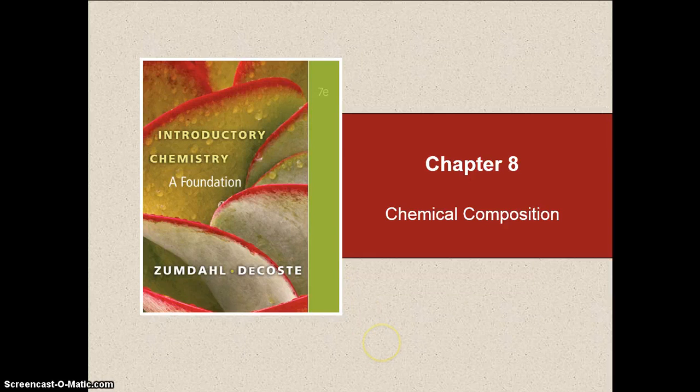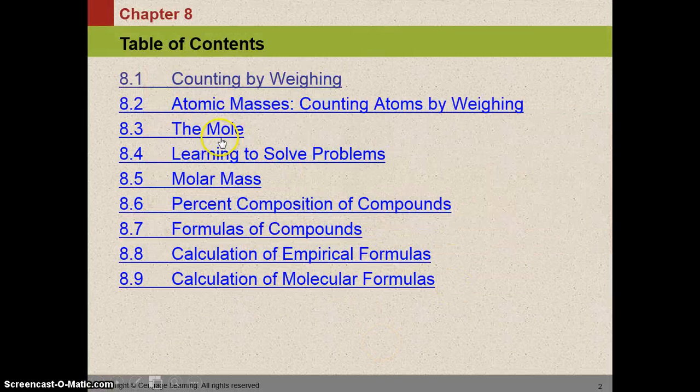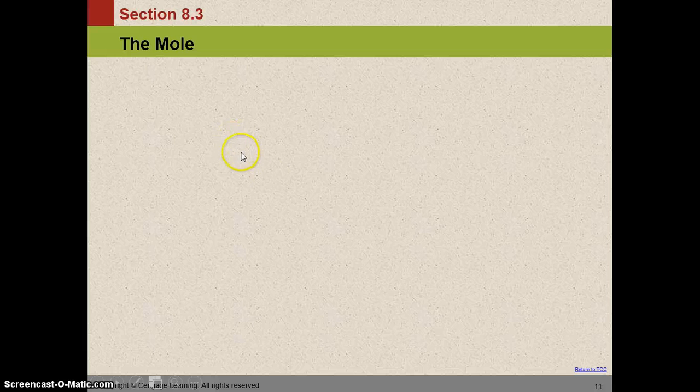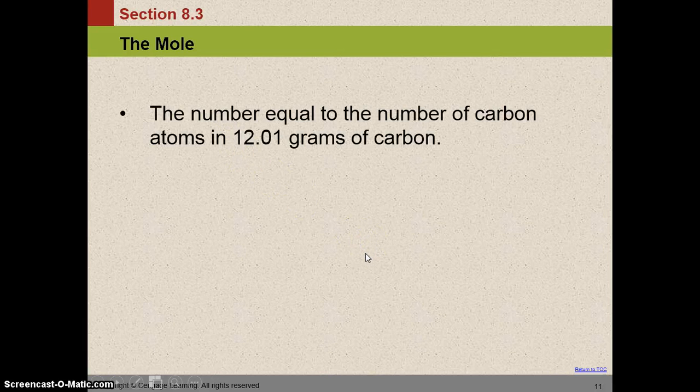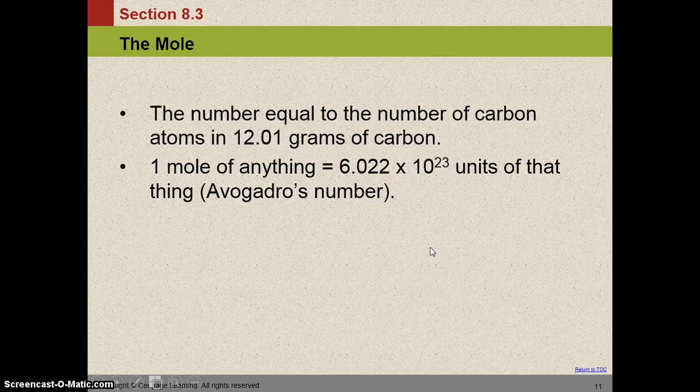In Chapter 3 today, we're going to take a look at Section 8.3, which is the mole concept. So what is a mole? The number equal to the number of carbon atoms in 12.01 grams of carbon. That's what a mole is.